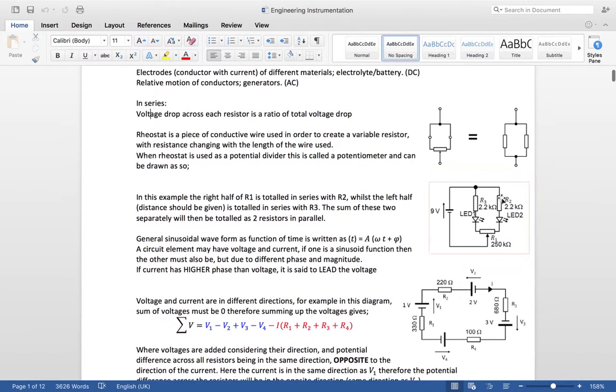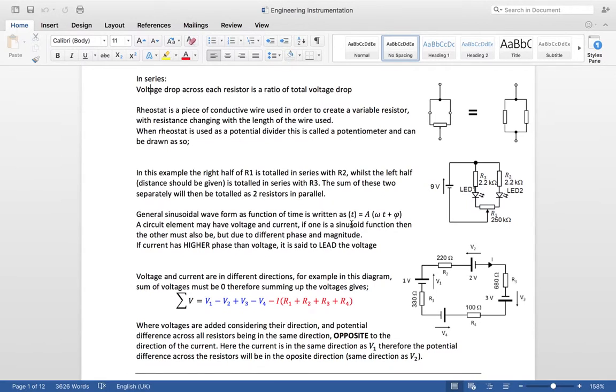On the right hand side, you can see an example of resistance in parallel, and the distance between them is given. The total resistance is given by the sum of the parallel plus the series one. The sum of these two separated will be the total resistance.